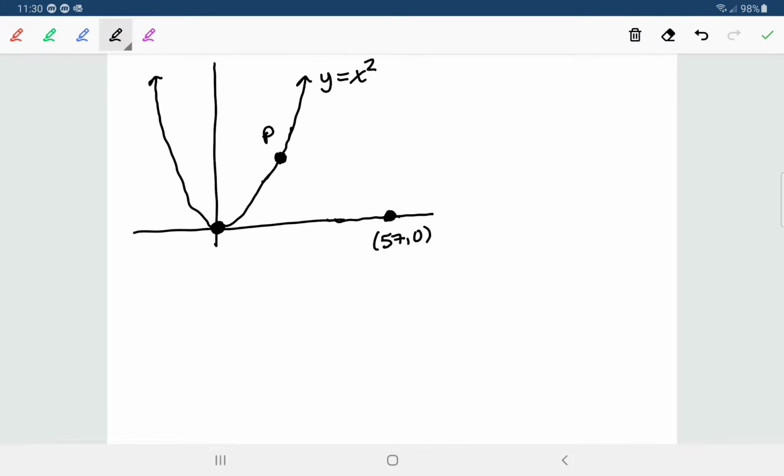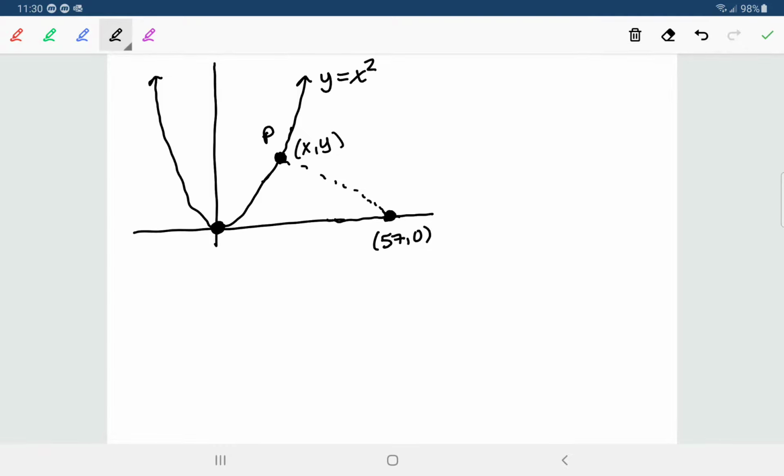In this problem, we're asked to find a point on the parabola y is equal to x squared that will minimize the distance between that point, we'll just call it (x, y), and this point (57, 0). So we're looking to minimize the distance between here, and we'll find the point on the parabola that does that.